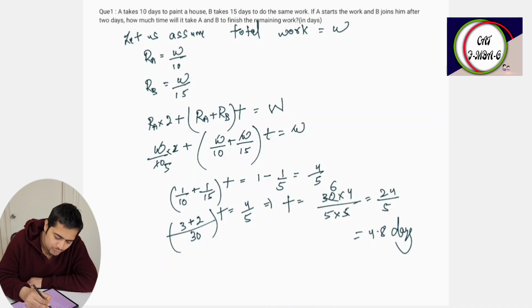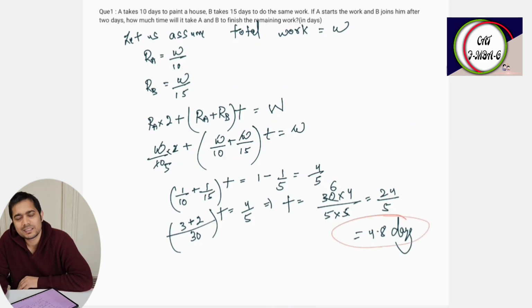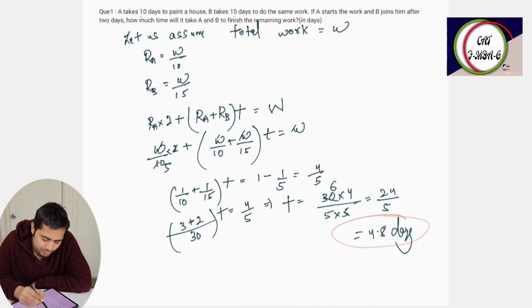Got it? From both the methods, you can get the same answer. But if you take the LCM, then the calculation part becomes easy. And why have we taken the LCM of 10 and 15?